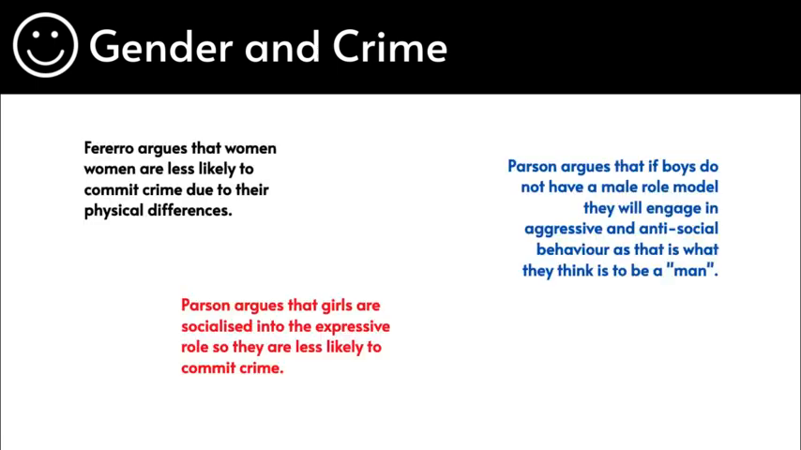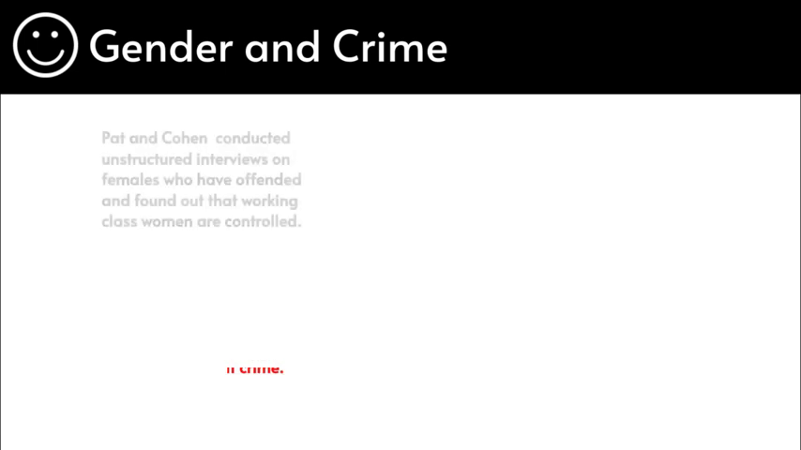Hopefully that is clear, and that is reason one, which is the fact that Parsons argues that women are less likely to commit crime due to them being physically different and due to girls being socialized into the expressive side, whilst boys, mostly in single parent families, are socialized into being aggressive and antisocial because of them not having a role model. So this supports the statistical evidence, and here you can use the statistical evidence as well to support your answer. Next point.